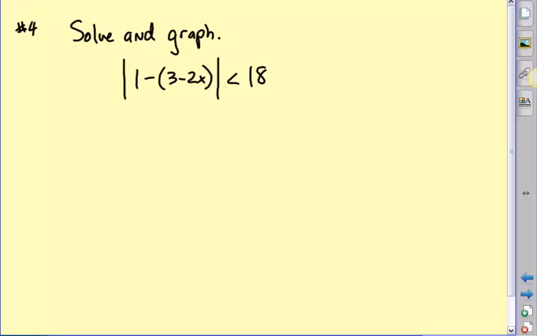Okay, so it looks like since we already have the absolute value isolated, we should break it into 2 problems, because the absolute value, as ugly as it is, is isolated. So tell me what I write here on the left.